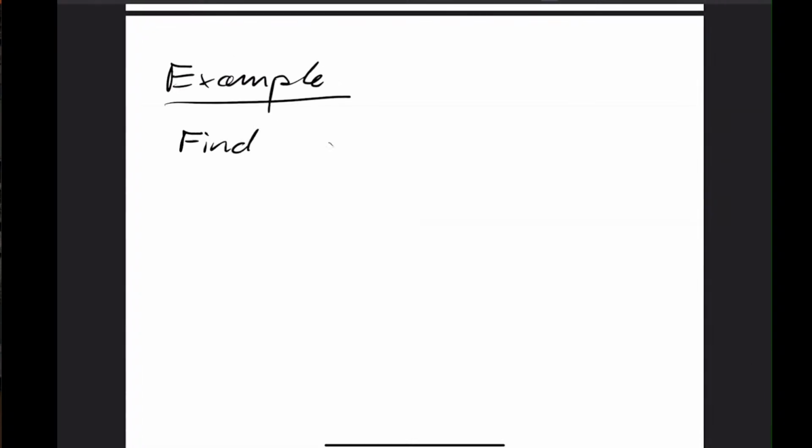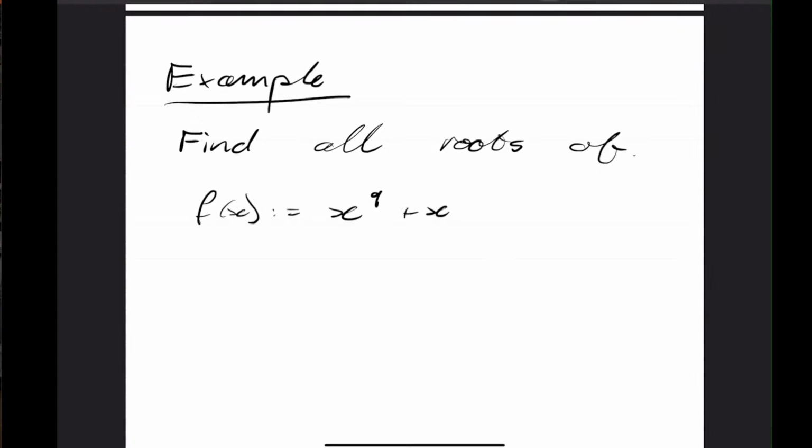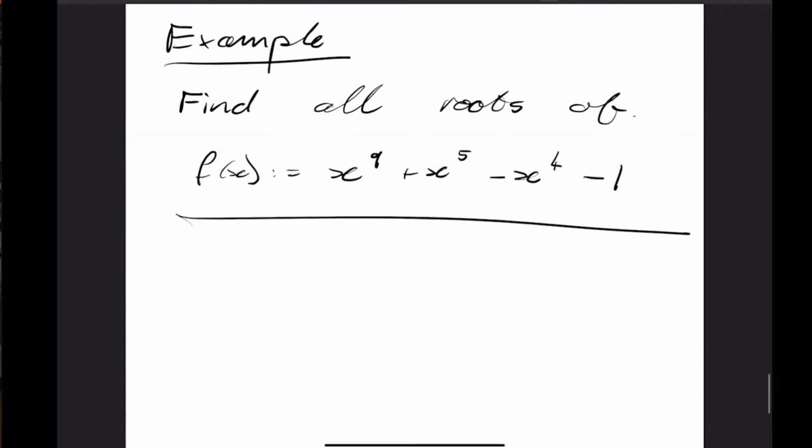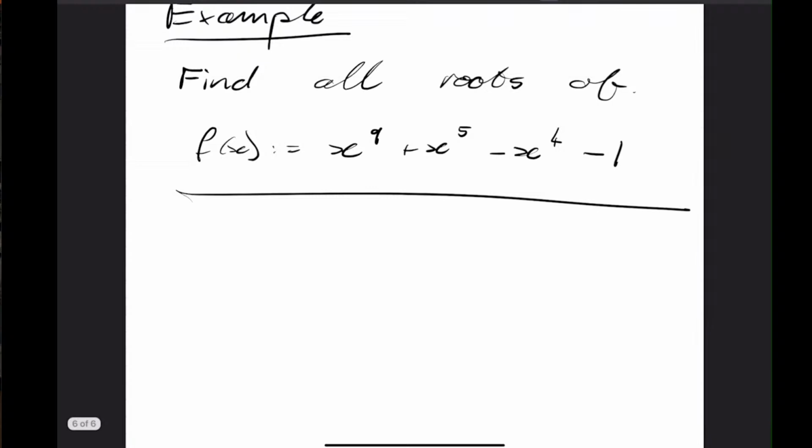Find all the roots of f of x, which is defined as x to the 9 plus x to the 5 minus x to the 4 minus 1. So find all the roots of this 9th degree polynomial.